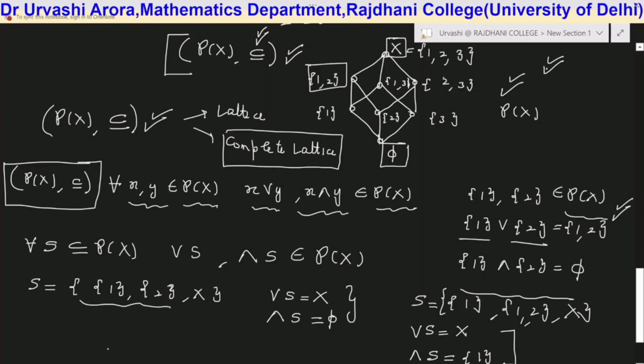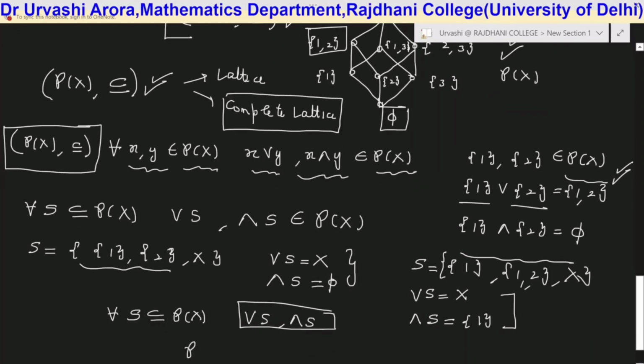So likewise we can see that whatever subset S of the power set of X we may choose, the join of S and the meet of S will always exist, and they will be elements of the power set of X. So that way the power set of X comes out to be not only a lattice, but also a complete lattice. So that was all about lattice and complete lattice.